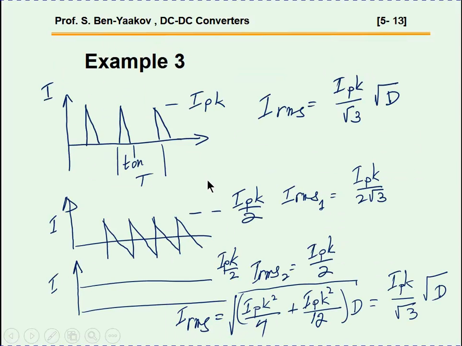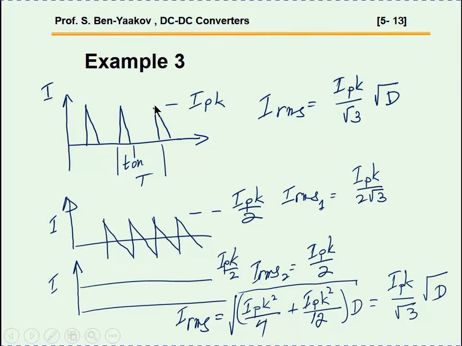Let me just give another example, just for the sake of illustration. Suppose we have a triangular wave here. This is supposed to be of the same height, and there is of course a gap here, the T off, this is T on, this is the T. We know that the RMS value of this waveform is of course I peak over square root of 3 times square root of d. This is from what we have seen before. But I'm going to calculate it in a different way, just for the sake of illustration.